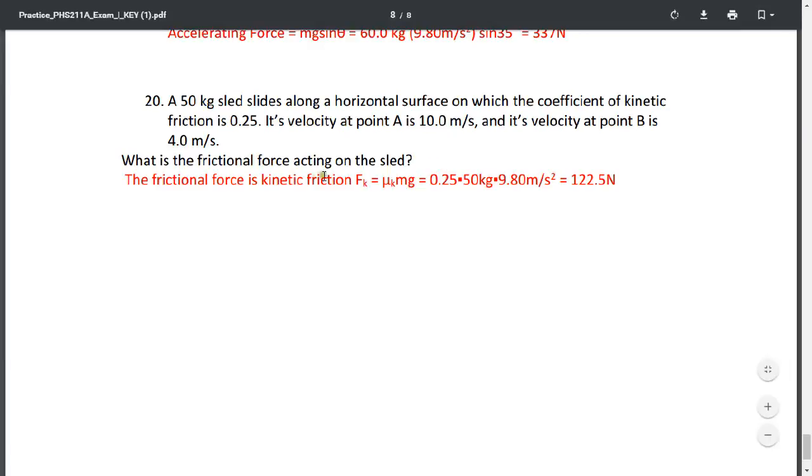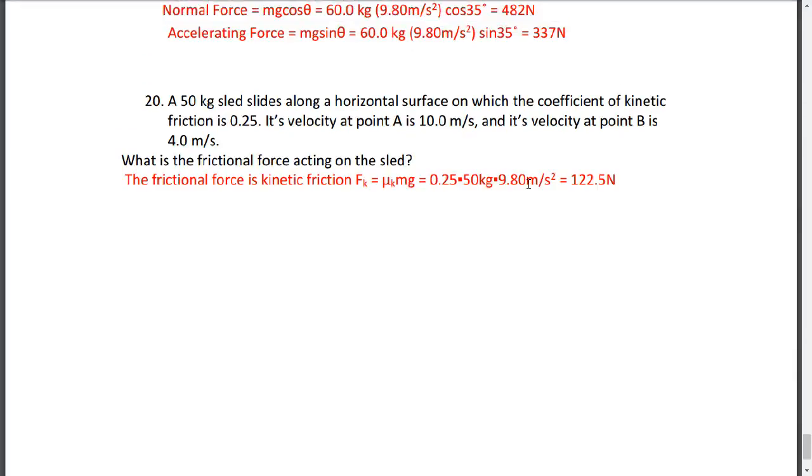But for right now, frictional force, if the 50 kilogram sled is on a horizontal surface, then we would draw a free body diagram. We'd have weight going down, normal force going up. The normal force is equal and opposite to the weight. So 50 kilograms times 9.8 meters per second squared. And then kinetic friction is going to be, because it said it's sliding, so it's not static friction, 0.25 times the normal force, 122.5 newtons.